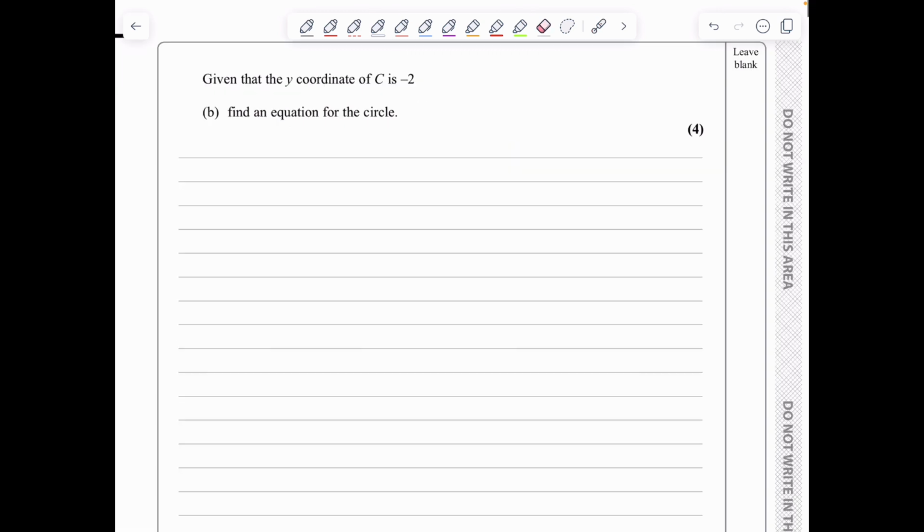We are then told that the y-coordinate of the center is -2, and we need to determine an equation for the circle. Well, I will use the fact that the center of the circle lies on the straight line L, so when y is -2, I will substitute into the equation we just found for L. So 2 times -2 minus x plus 7 is 0, leading to minus 4 minus x plus 7 is 0, and therefore we get that 3 is equal to x, and therefore this means that the center of the circle has coordinates 3, -2.